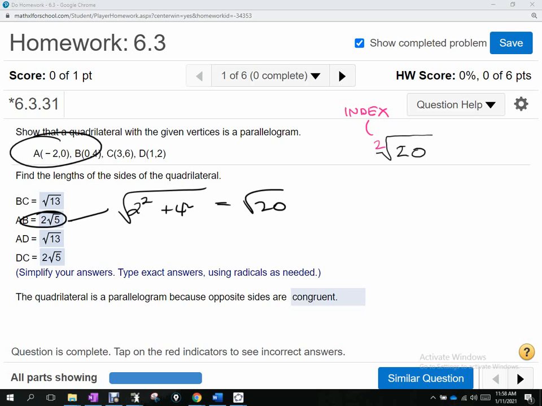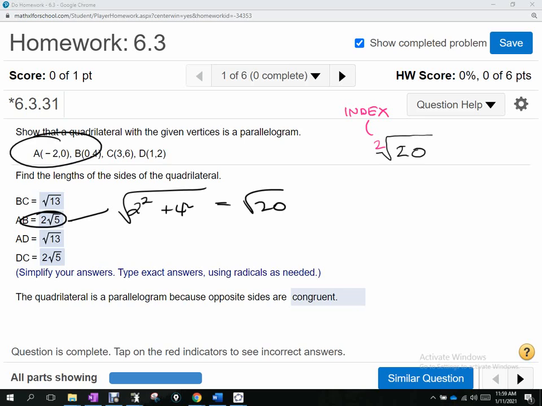A radical is a symbol for another number. It's like pi. Pi is a symbol for another number, right? It's a symbol for 3.14129, whatever it is, okay? This is a symbol for a number that when I multiply it by itself 2 times, the index tells me that 2 times. Does that make sense? I get 20, okay?